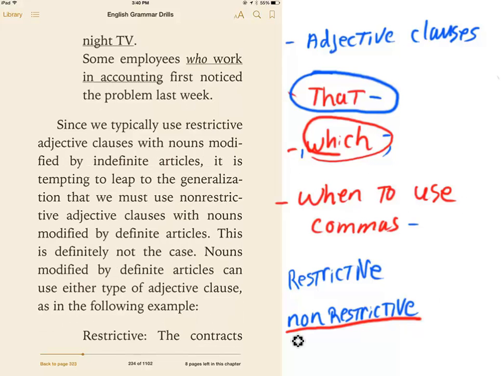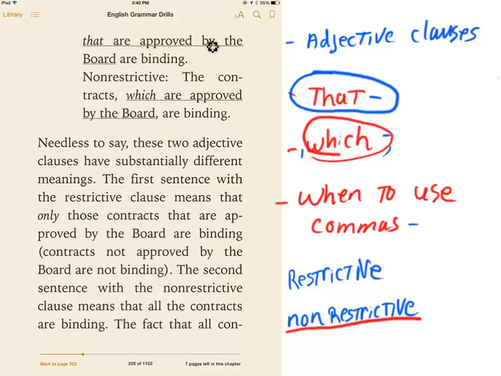The contracts that are approved by the board are binding. Which contracts are binding? Only those approved by the board. So you can see that is definitely needed. It's a restrictive clause. It does not use commas. This is non-restrictive. The contracts are binding. Which contracts? Well, all of them. Okay, the contracts are binding. The clause is non-essential, which are approved by the board. Okay.